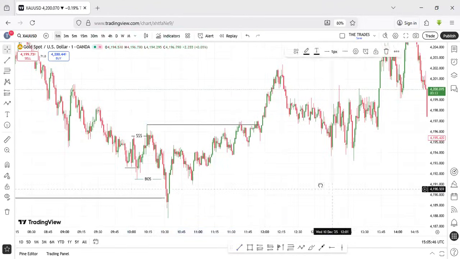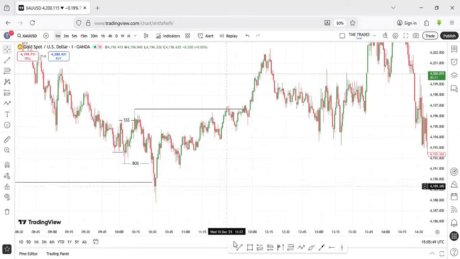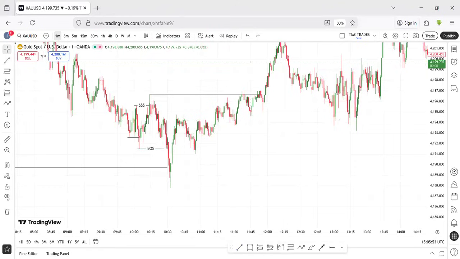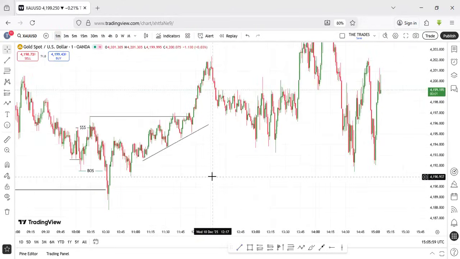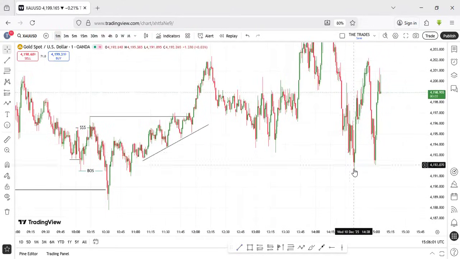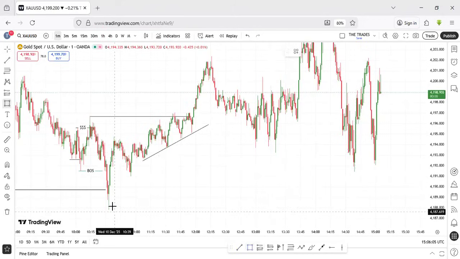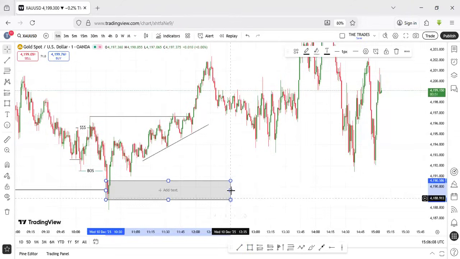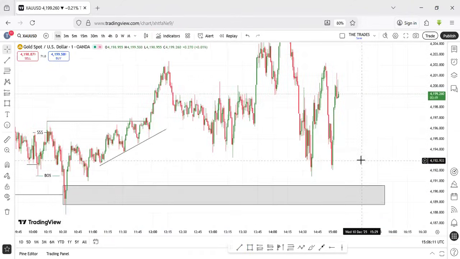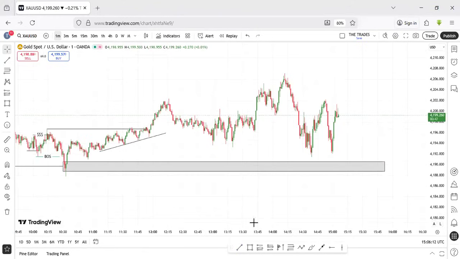So what are we expecting? We're expecting internal structures to be taken, all these internal structures. Currently, the market had already taken all the internal structures, but here we have a very good order block at this particular place that is yet to be filled, as you can see.